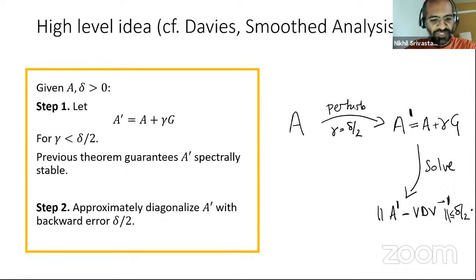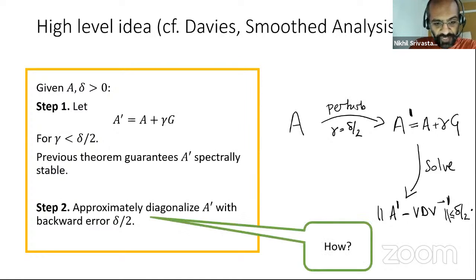And then step 2 is that now you approximately diagonalize A prime. You don't approximately diagonalize A. And if you can do that with backward error delta over 2, then you're done, right? You've found a delta approximate diagonalization of the original matrix. And the point is that this A prime has better properties. So for the rest of the talk, I'll discuss how to diagonalize a matrix which is spectrally stable.